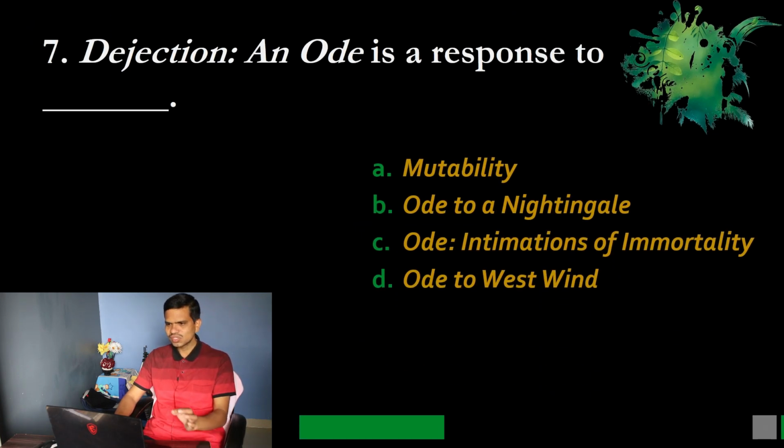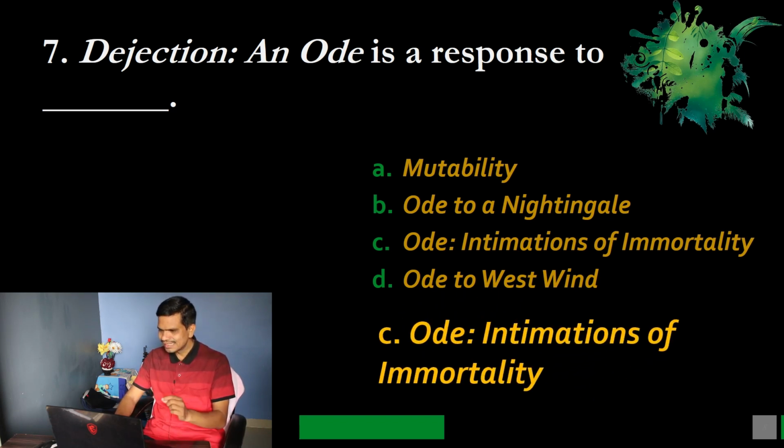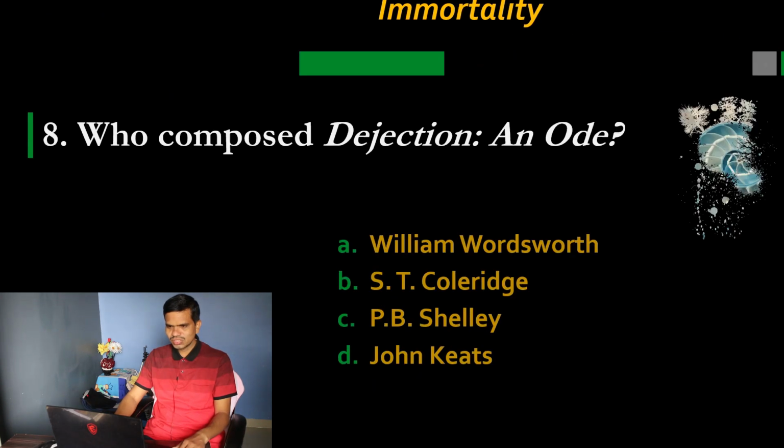Question number 7. Dejection and Ode is a response to dash. Options are A. Mutability, B. Ode to a Nightingale, C. Ode, Intimations of Immortality, and D. Ode to West Wind. So dejection is basically written to provide a response to the following ode. So correct option here we have C, Ode, Intimations of Immortality. First William Wordsworth composed this ode, and then we find Dejection and Ode is composed in response to this particular ode.